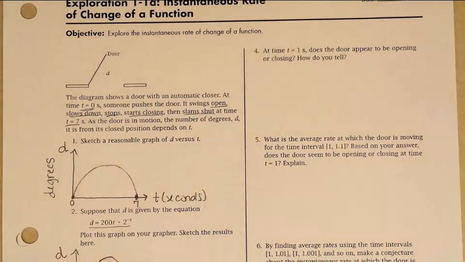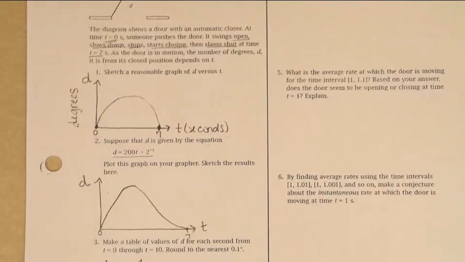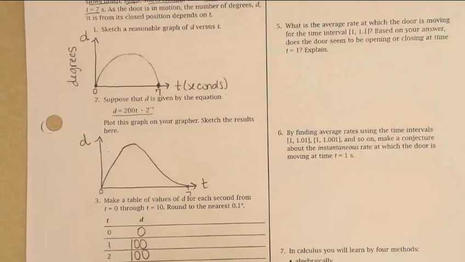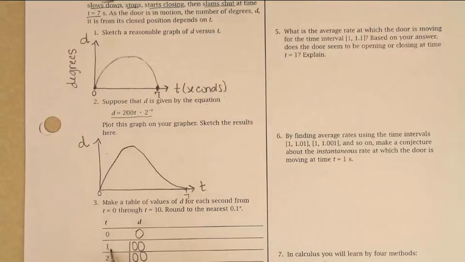Moving on to number 4. At time t equals 1 second, does the door appear to be opening or closing, and how can you tell? So let's see. There's time equals 1. Okay, so I know that before time equals 1 it was 0. After it was still 100. So I'm not 100% sure what's happening here. I need to investigate a little bit further.